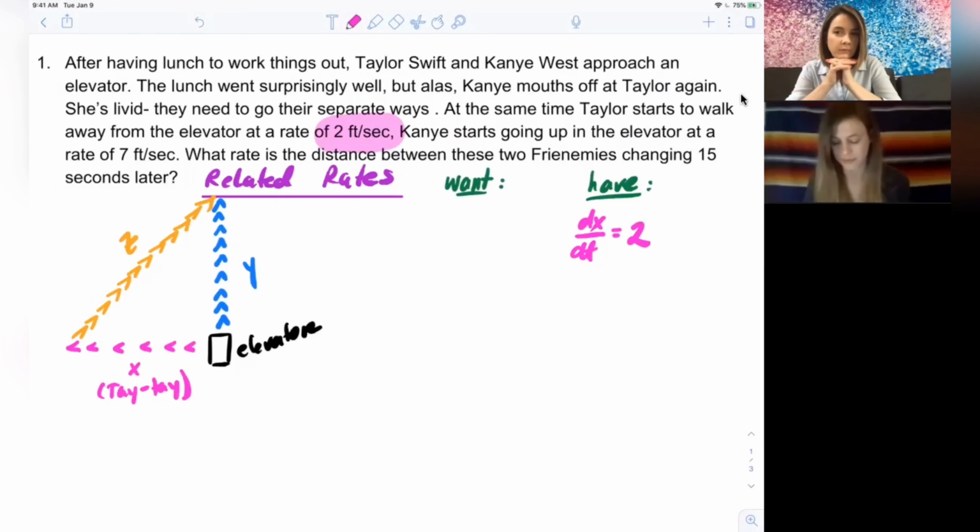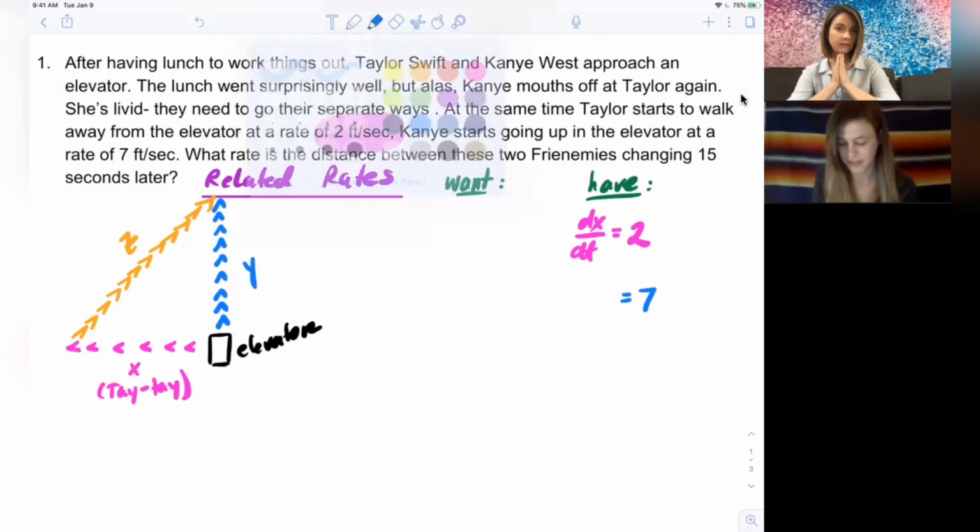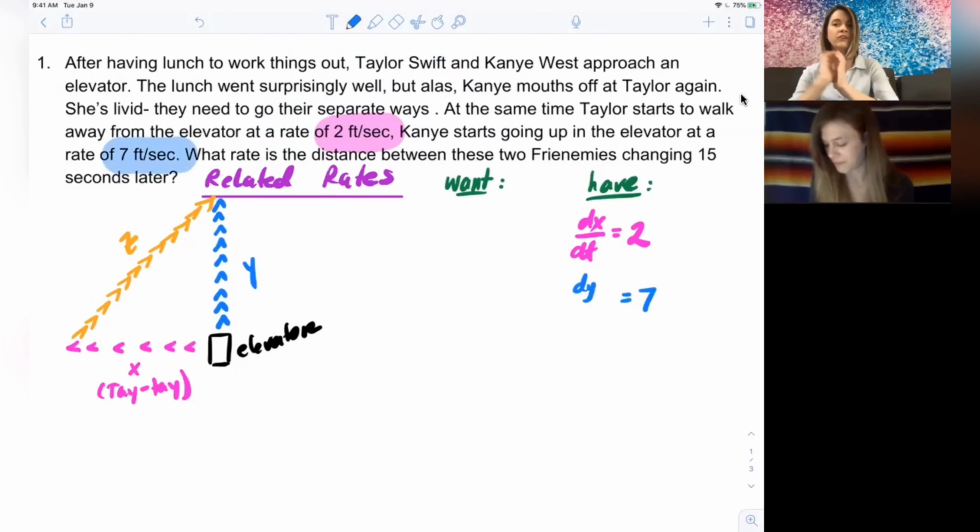The more time goes by, the further Taylor gets away from this nonsense. Now, how do I write down the 7? That's Kanye's rate of getting away from Taylor, so that's dy/dt, the rate of change of y with respect to time. And what we're looking for is dz/dt, the rate at which the distance between them is changing with respect to time, when t is equal to 15 seconds.